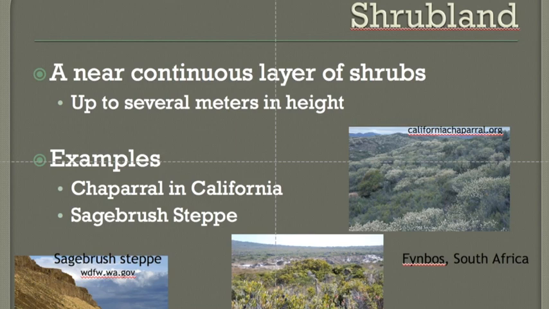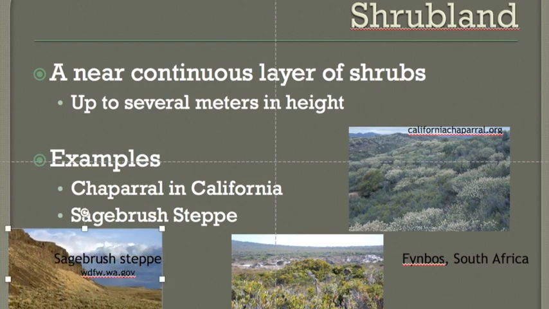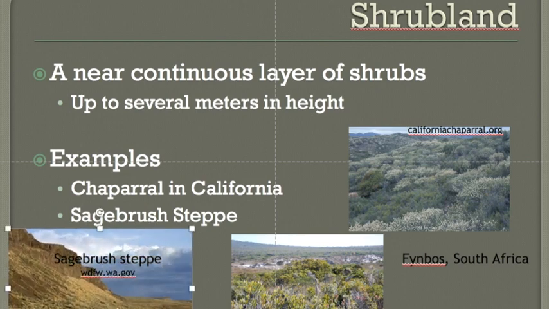So a couple examples are the chaparral in California is a shrubland, and this is a picture of the chaparral. This is a really fire-adapted system. There's lots of fires in these areas. We have the sagebrush steppe. This is a picture from Washington near the Columbia River. And if you can see it better than I can, let me enlarge this a little bit. These are the shrubs here, and they're just really dense. You can't really see any spacing between them.